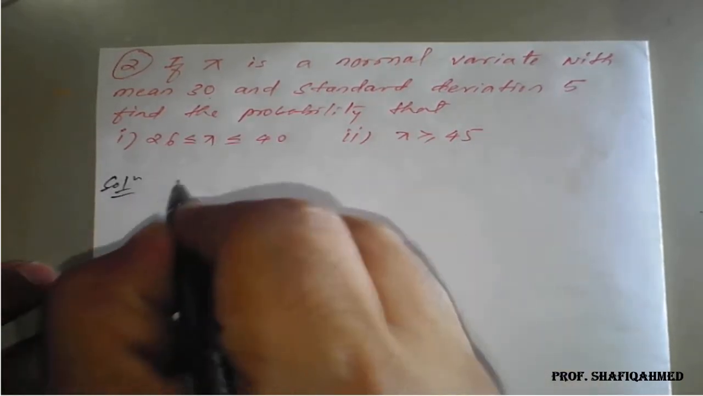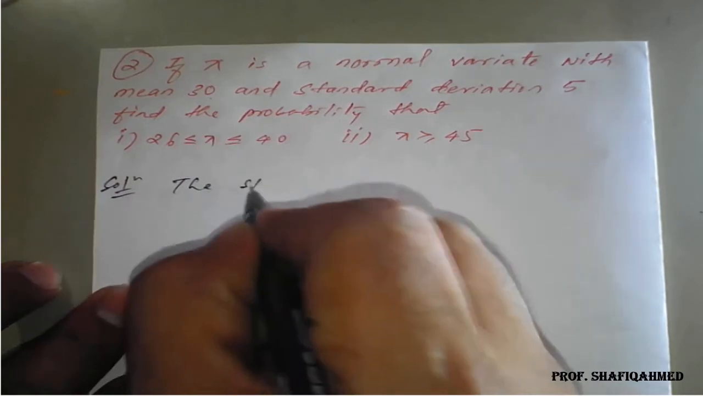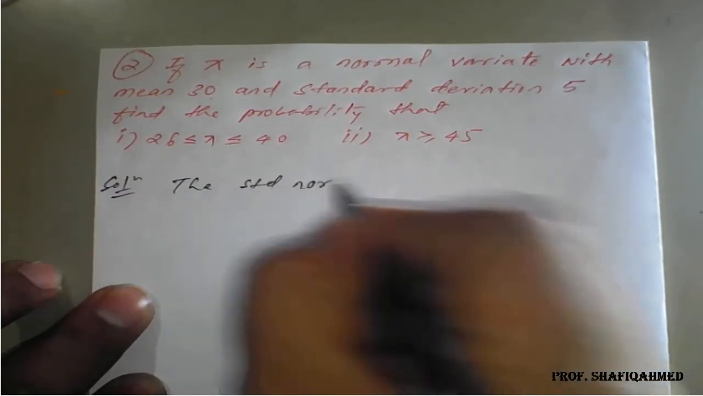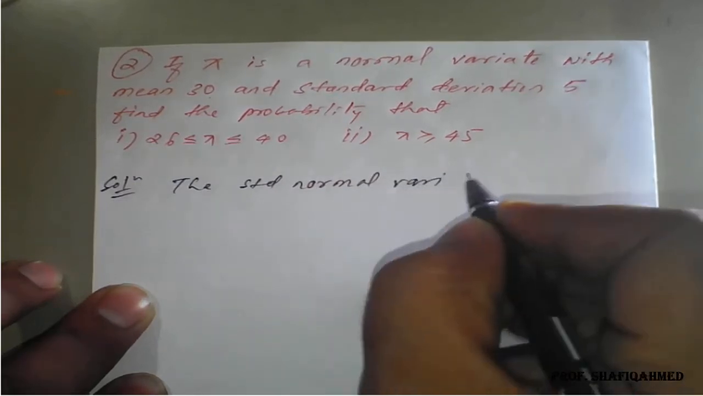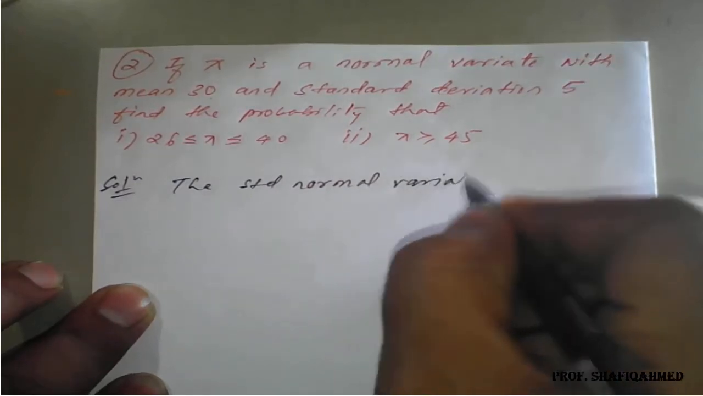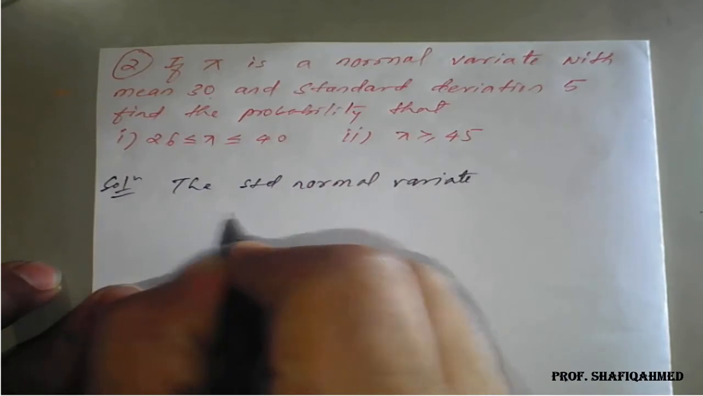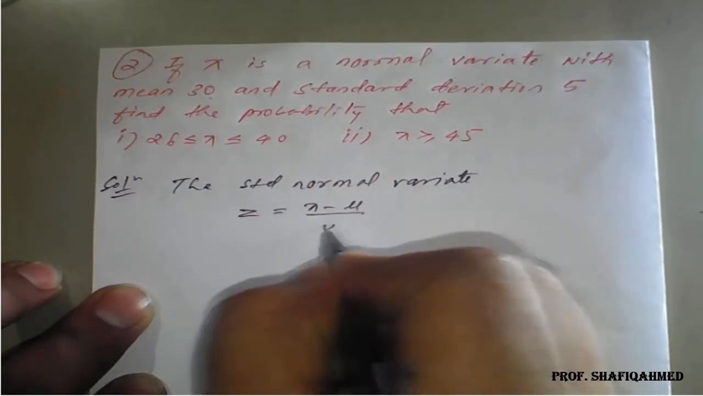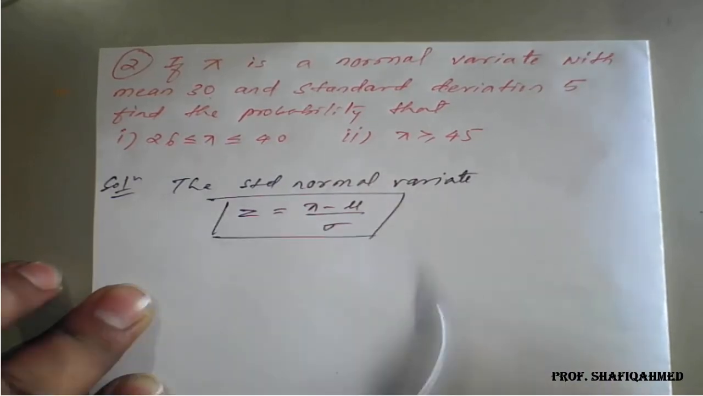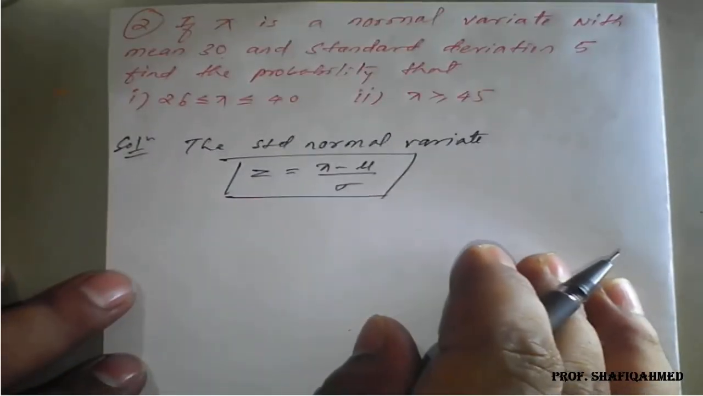The standard normal variate is given by z equal to (x minus mu) upon standard deviation. Now go back to the question.